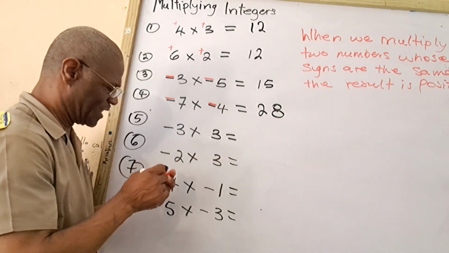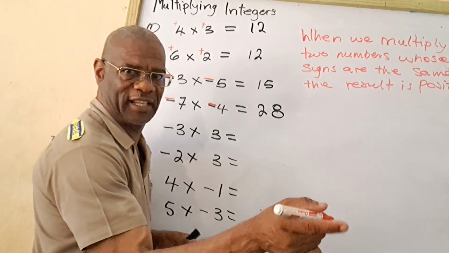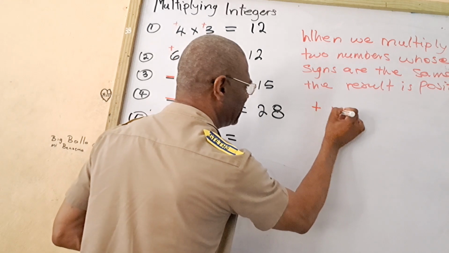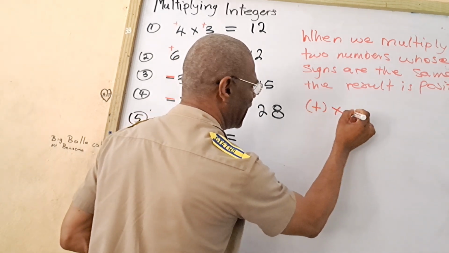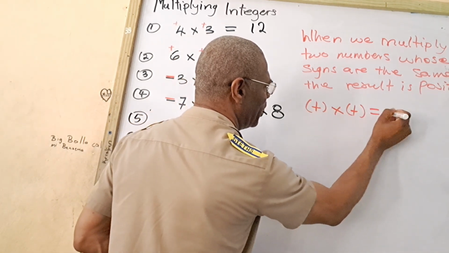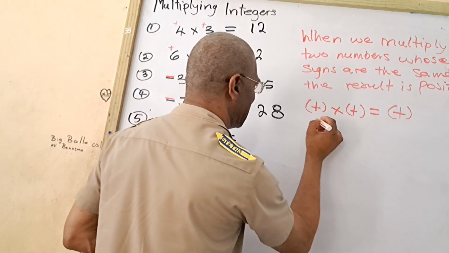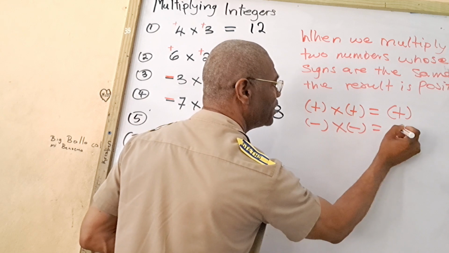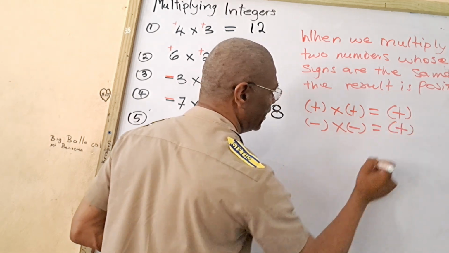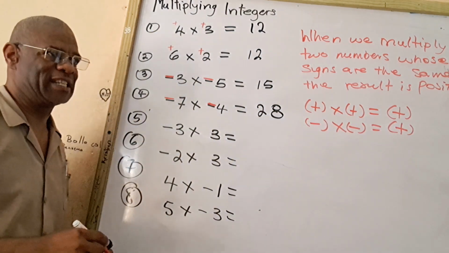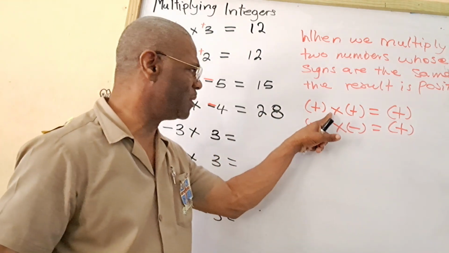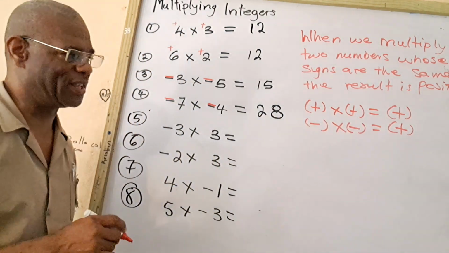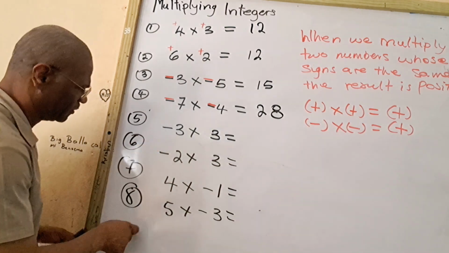We can also say this: a positive times a positive equals a positive, and a negative times a negative equals a positive. So the signs are the same. When you multiply two numbers whose signs are the same, the result is positive. Just remember that.